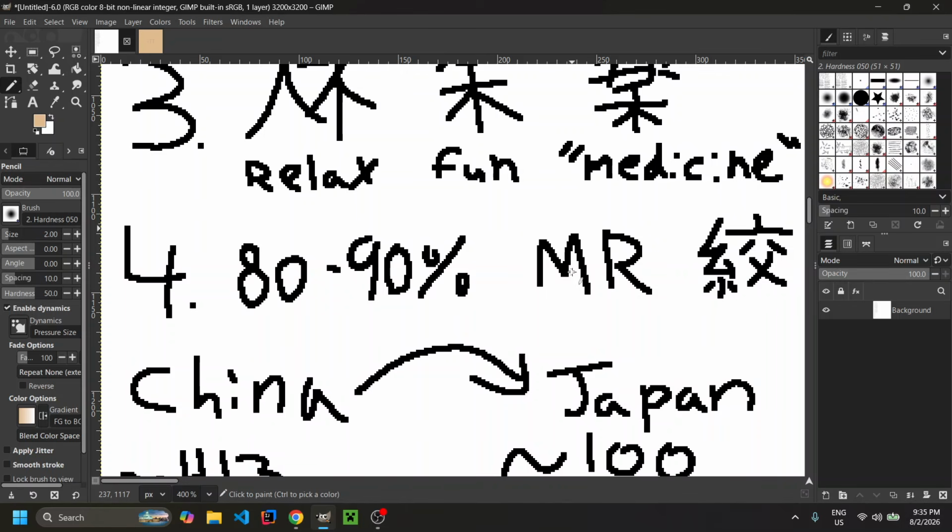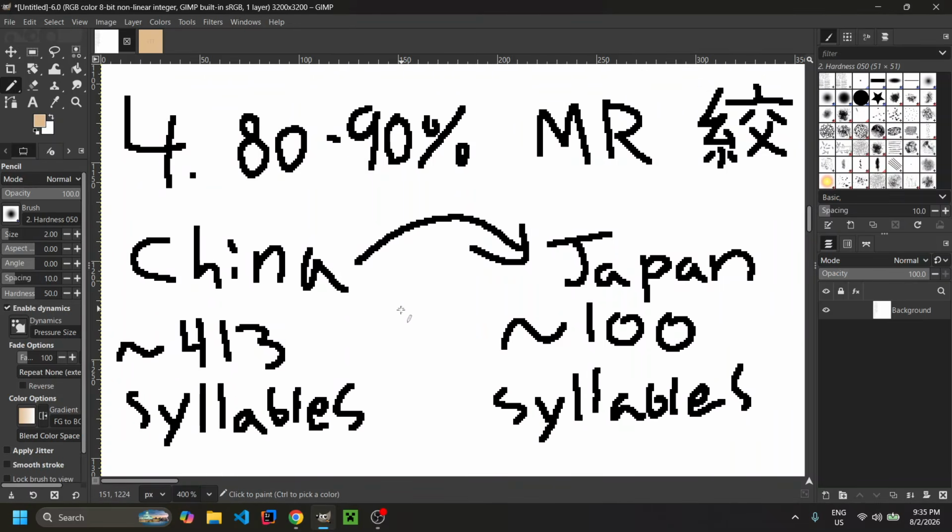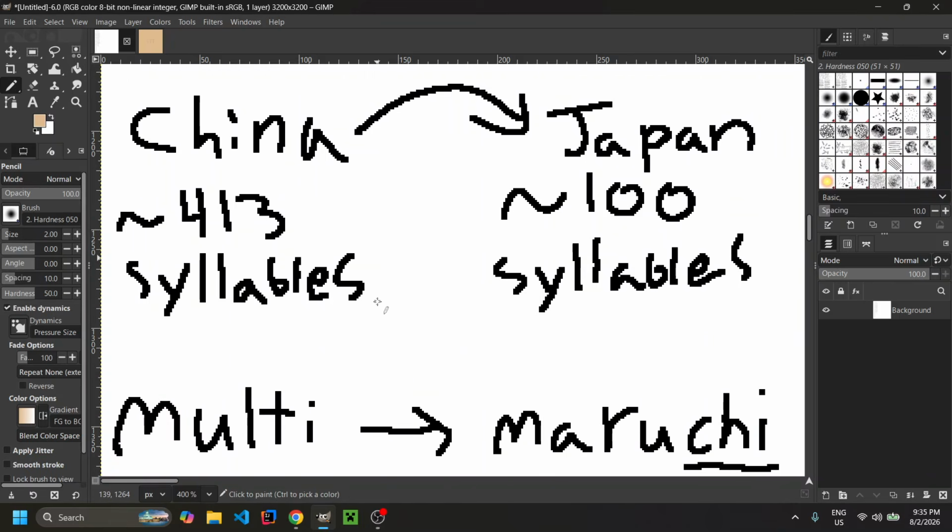A lot of them are used for Japanese. Japanese uses them. They borrowed them from China, and China's got 413 syllables, while Japan only has about 100. And this causes a lot of problems because Japan has a lot less vocal ability to be able to pronounce the same thing that China does.